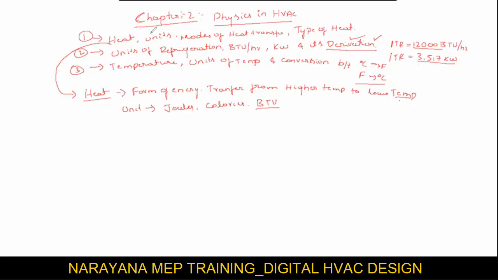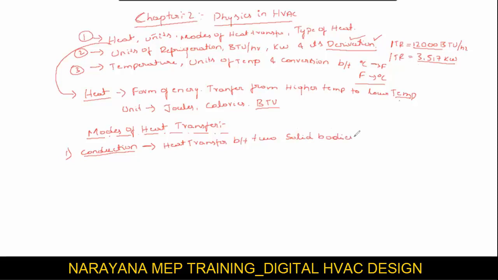We discussed heat and units, and let us go to modes of heat transfer. What are the modes of heat transfer? Any idea? Conduction, convection, and radiation. Let us take conduction first. What does conduction mean? If there are two solid bodies, heat transfer between the two solid bodies is called conduction. There is no phase change.